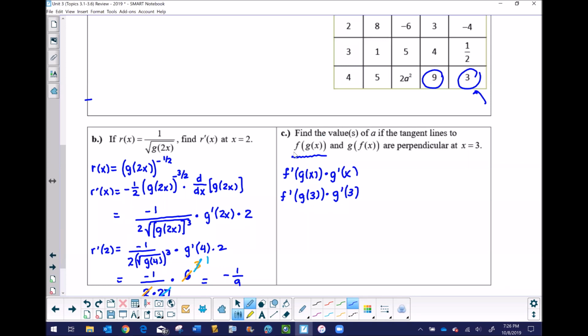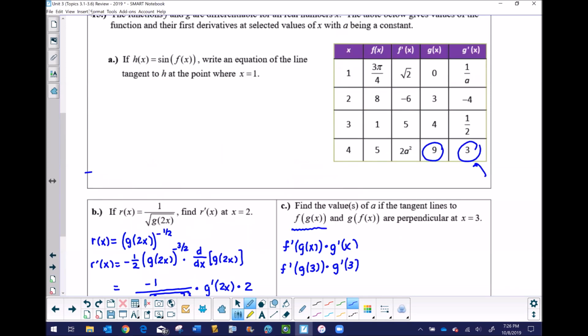Now, I don't know if you've noticed, but the g of 3 and g prime of 3 are in the chart. They are fairly nice numbers. Well, nice in the fact that they don't have a's in them, at least right now. So g of 3 would be 4. So we have f prime of 4 multiplied by the g prime of 3, which is a half. And then if you go to f prime of 4, what happens? What happens at f prime of 4?